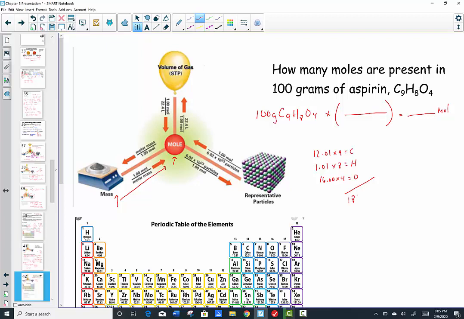Did you find it? 180.17 as our molar mass. That now needs to go on the bottom so the grams cancel. Right, we're heading in, so we know to divide. 180.17, our conversion factor. So let's start by hitting 100, and then you divide by that molar mass. 100 divided by 180.17. 0.555. And that's our number of moles of C9H8O4.